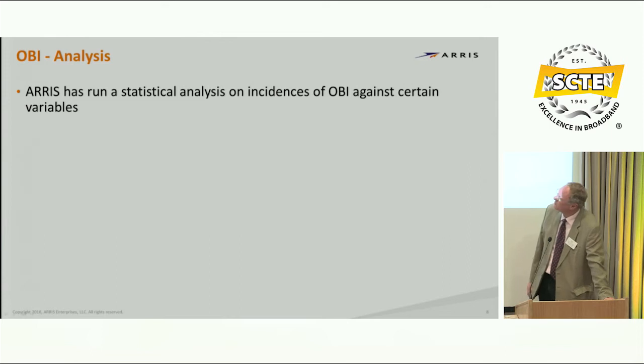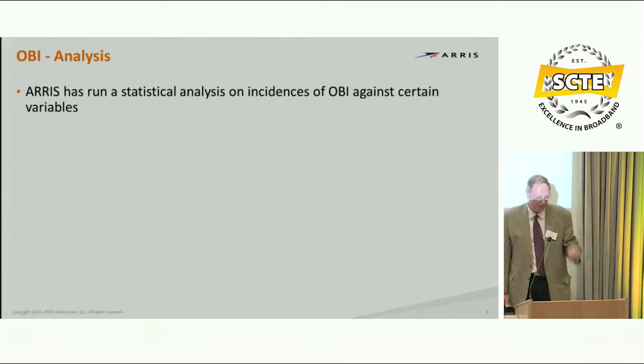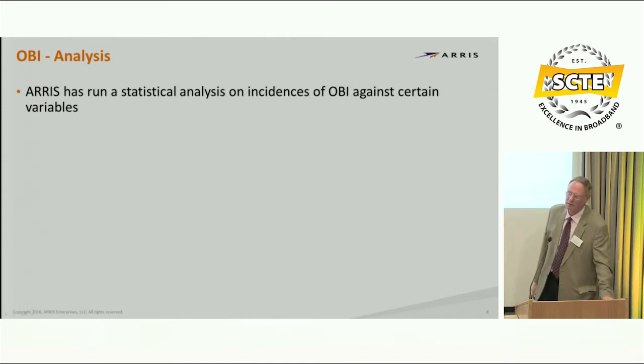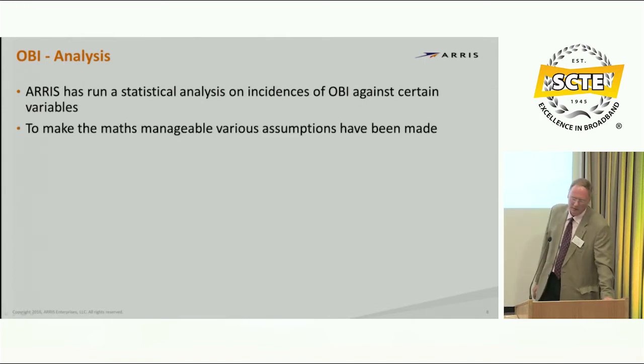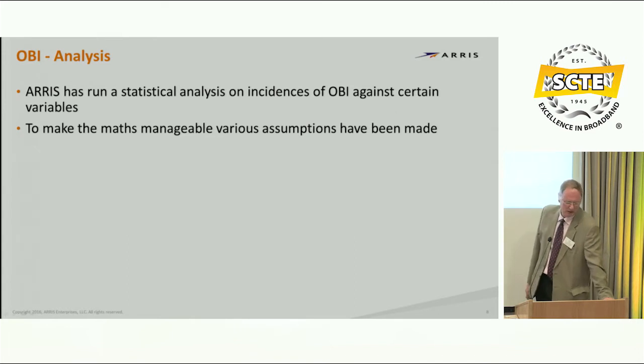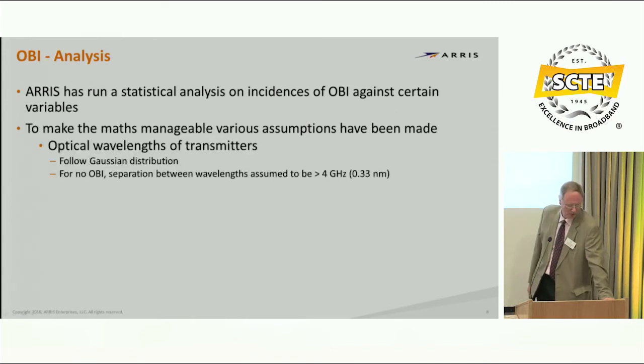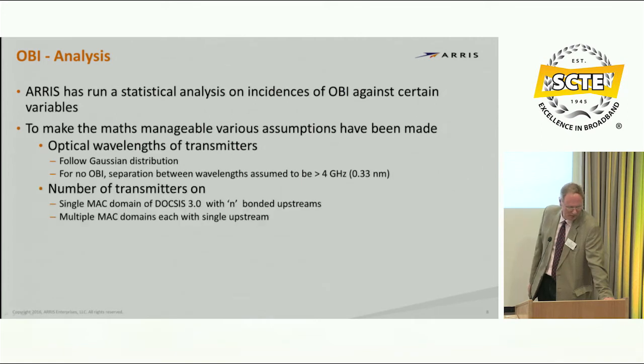Now we tried to do some analysis of OBI, the number of receivers, the number of return transmitters against temperature. To make the maths manageable, we made various assumptions in the network. So we assumed the optical transmitters are going to follow a Gaussian distribution of each other. We assumed, for the sake of this argument, that for no OBI, the separation would be greater than 4 gigahertz between each transmitter. It's probably wider than it actually is, but that's the assumption we made.